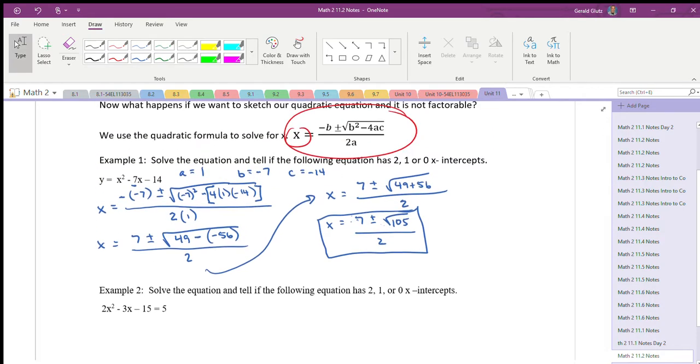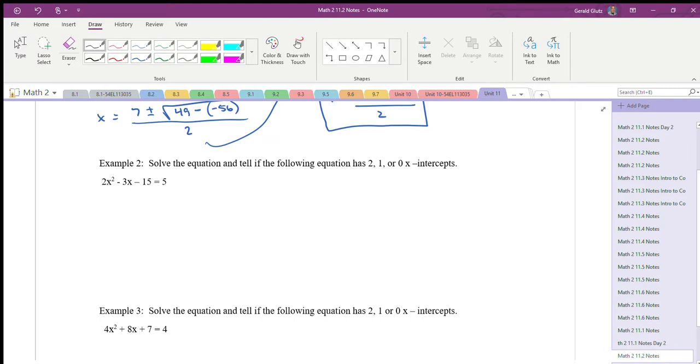In example 2, oh, and by the way, it also asks us to tell whether it has 2, 1, or 0 x-intercepts. It looks like there's one answer here, but since we have 7 plus or minus, that's going to give us 2. Instead of x-intercept, I'm going to write roots. So 2 roots.